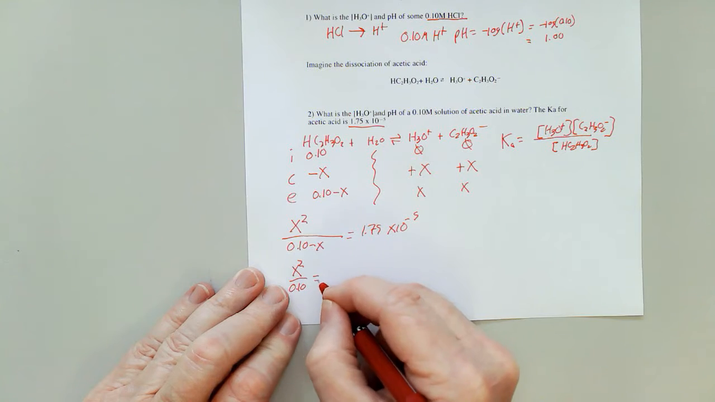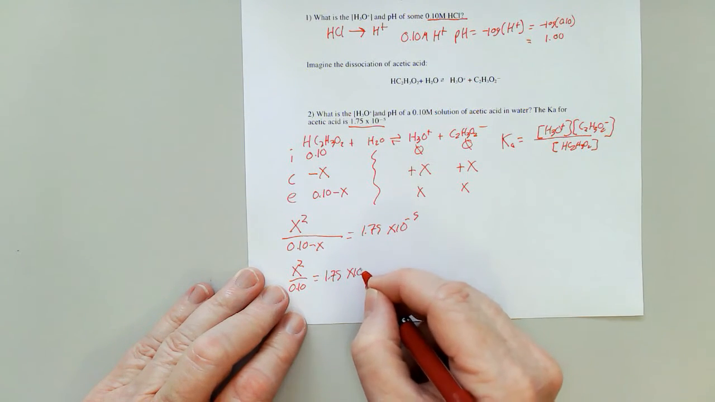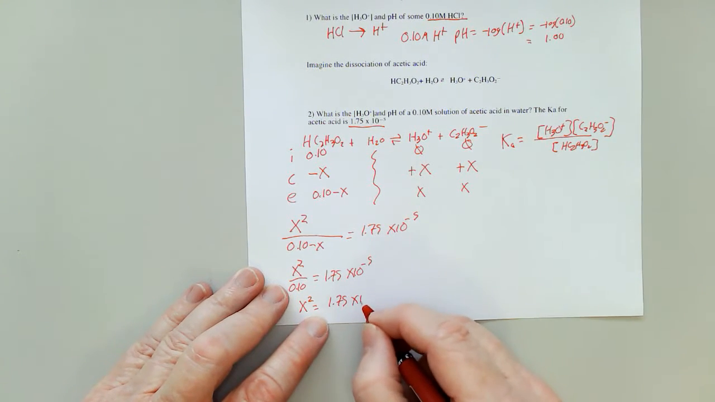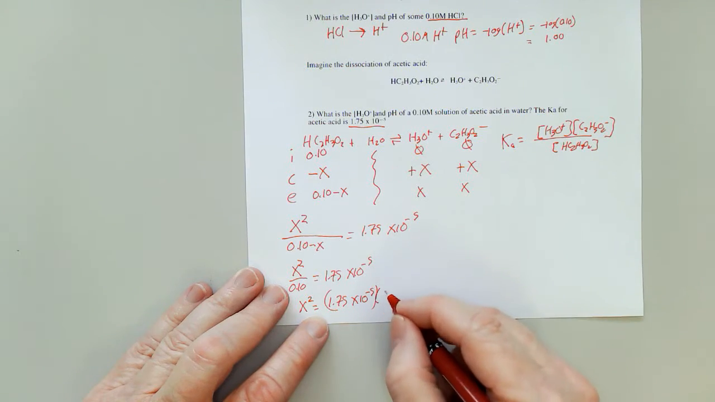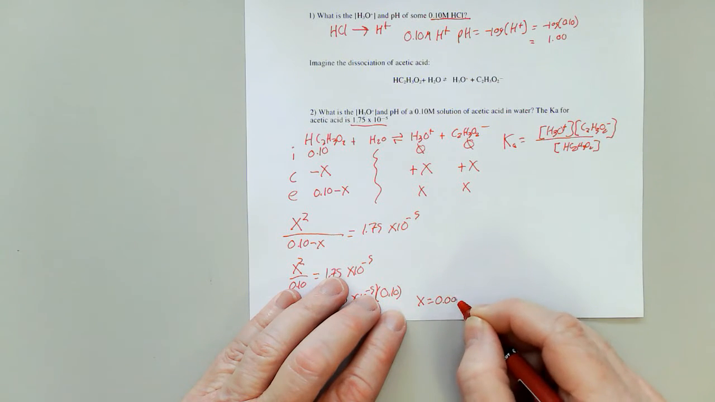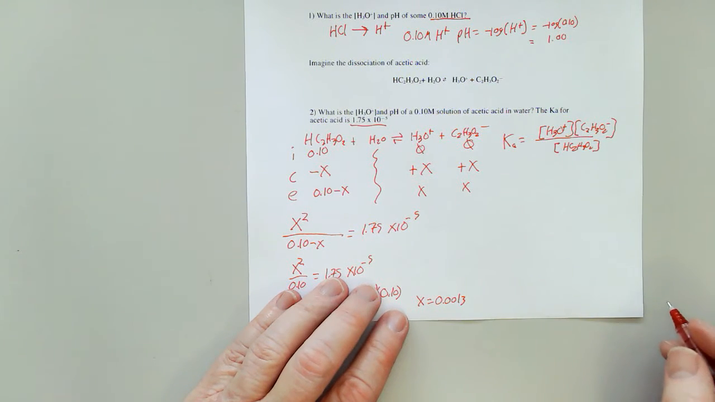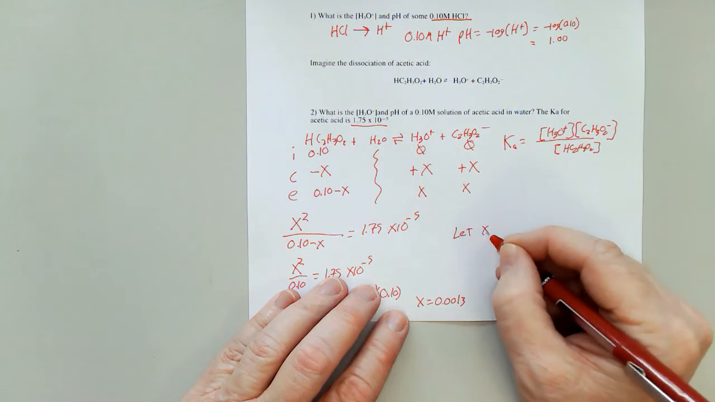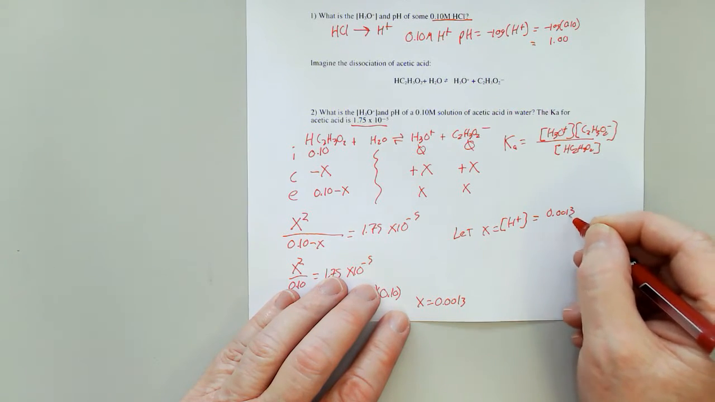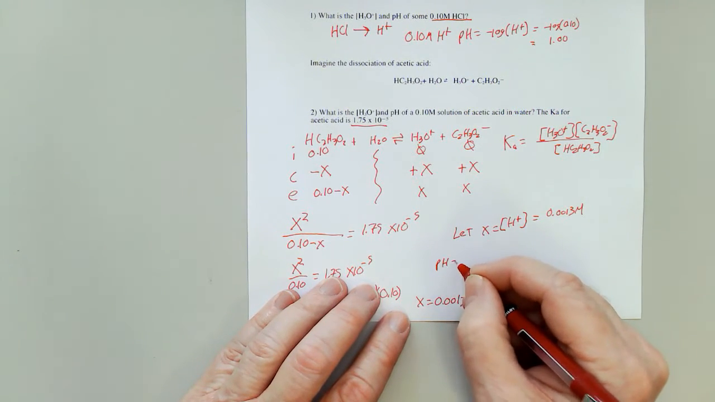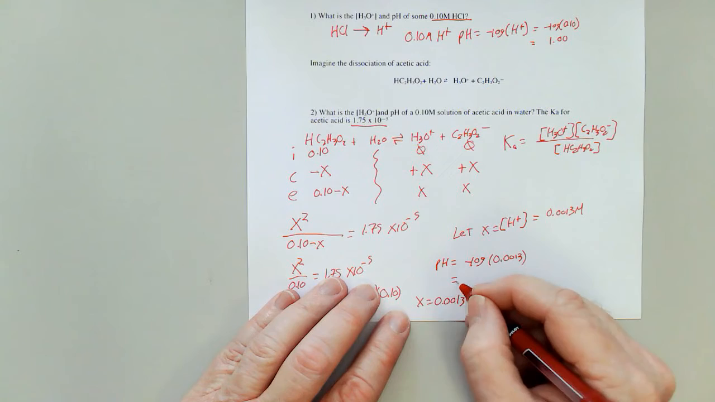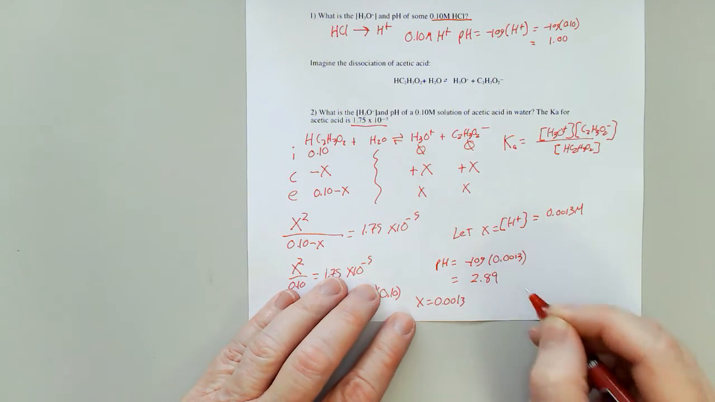I can do my approximation. X squared over 0.10 equals 1.75 times 10 to the negative fifth. X squared equals 1.75 times 10 to the negative fifth multiplied by 0.10. When I solve that, my calculator says X is 0.0013. So we'll let X equal the H plus, which equals 0.0013 molar. So the pH is equal to the negative log of 0.0013, which comes out to be about 2.89.